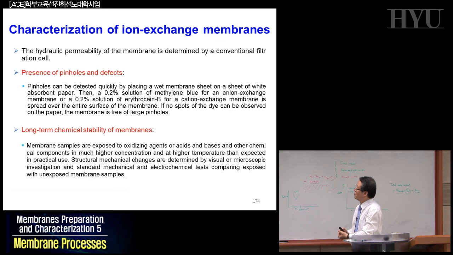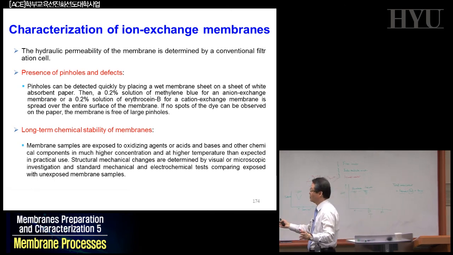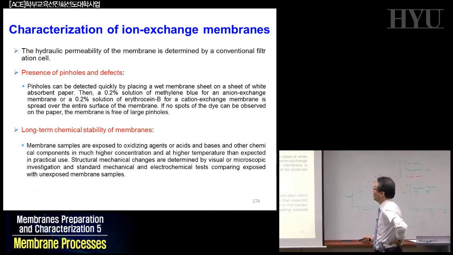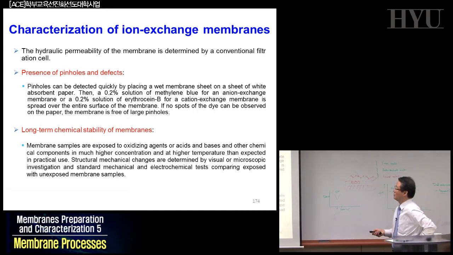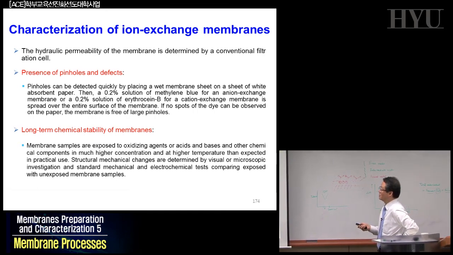Hydraulic permeability of the membrane is very important. If you have pinholes and defects, usually you do not have any rejections. Okay? The water permeability is very high, and pinholes or defects are an easy way of measuring the stability of the membranes.